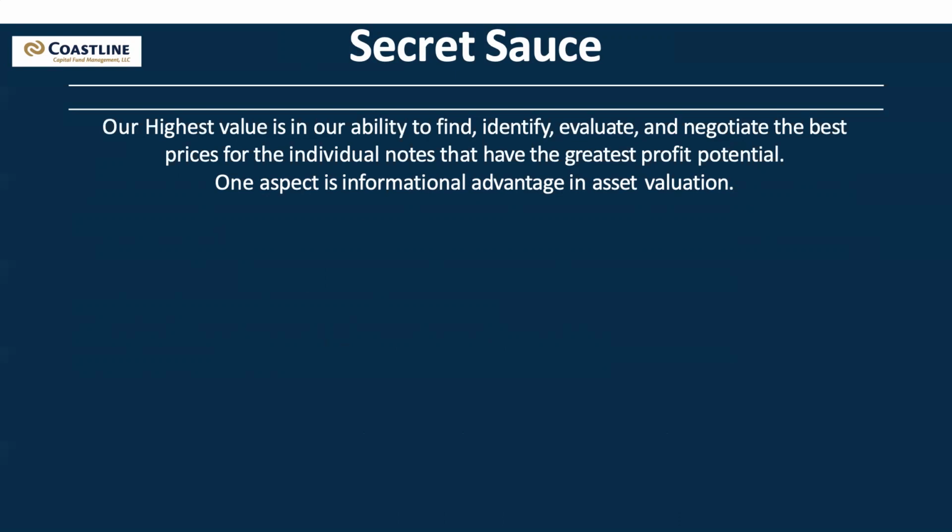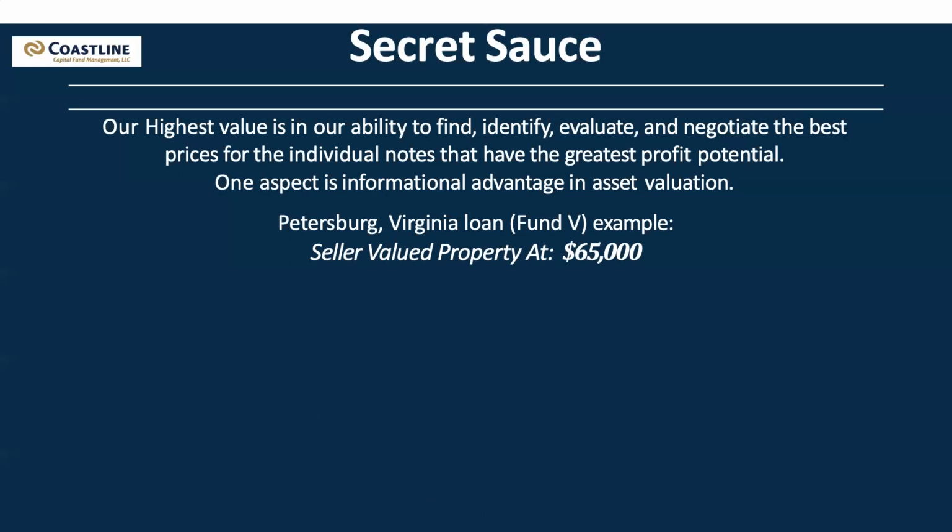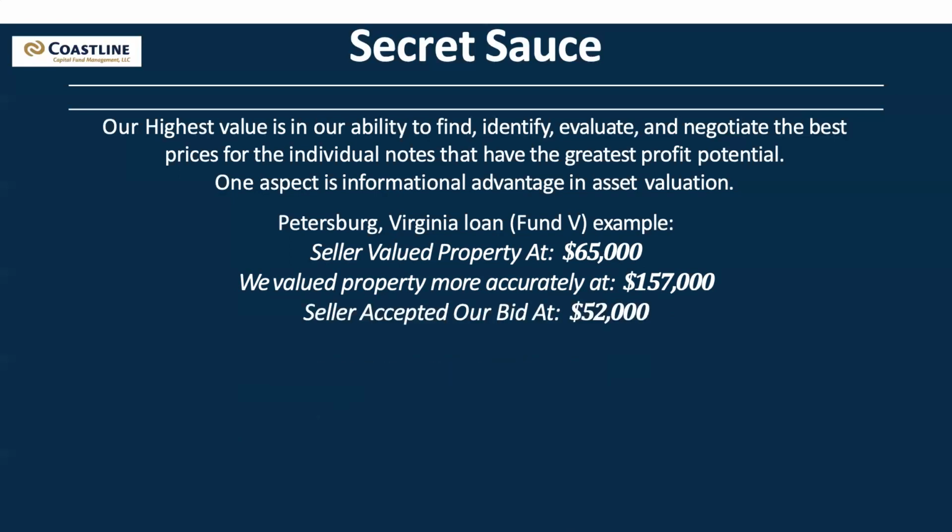If our research determines that the value of a property is significantly higher than what the bank thinks it is, we have an advantage. So I'll use an example from Fund 5. We looked at this loan. The seller valued the property at $65,000. We valued the property more accurately at $157,000. It's a pretty huge difference. The seller accepted our bid at $52,000.